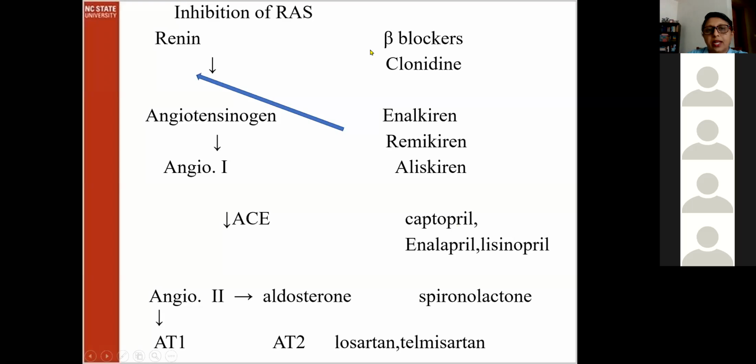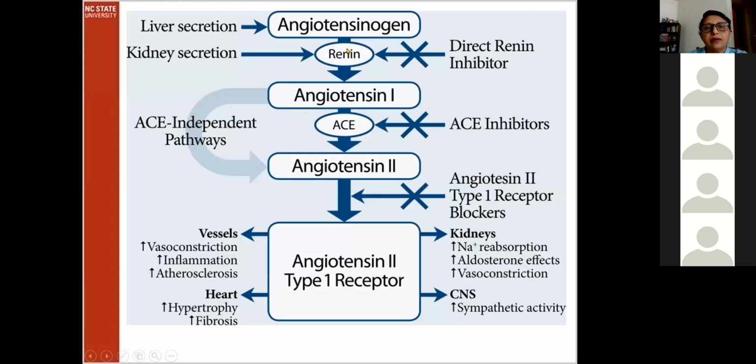Once again: renin synthesis inhibitors are beta blockers and clonidine; direct renin inhibitors are enalkiren, remikiren, aliskiren; ACE inhibitors are captopril, enalapril, lisinopril; aldosterone inhibitors like spironolactone; then angiotensin 2 type 1 receptor blockers like losartan, telmisartan, etc.